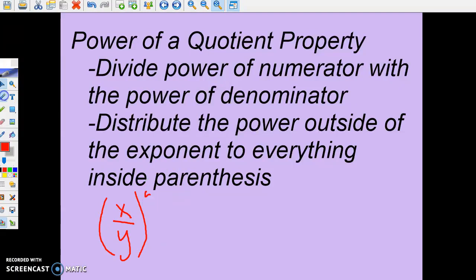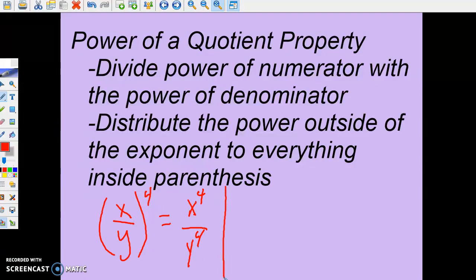So if this is the case, then what you need to do is first distribute that 4 to everything inside the parentheses. So that would look like x to the fourth over y to the fourth. Now, my x and my y are two different bases, so I can't simplify this one any further. So this would be my final answer, x to the fourth over y to the fourth.